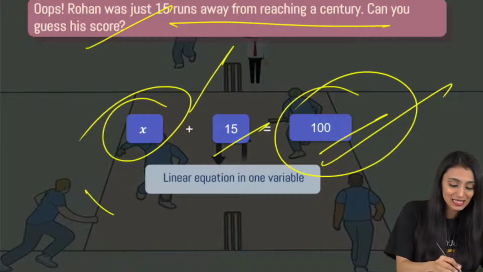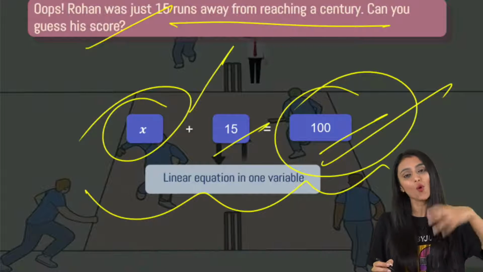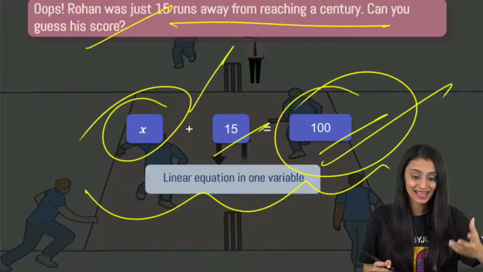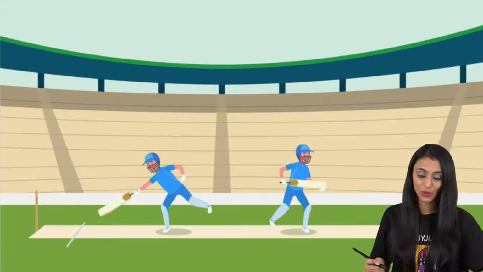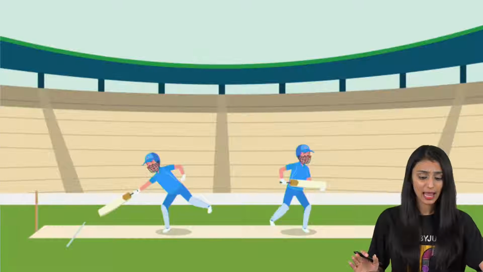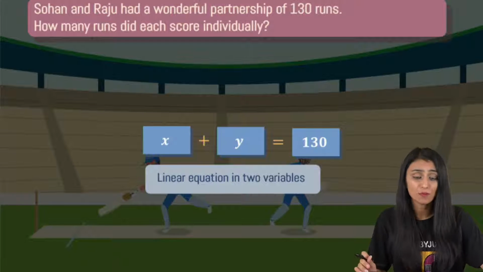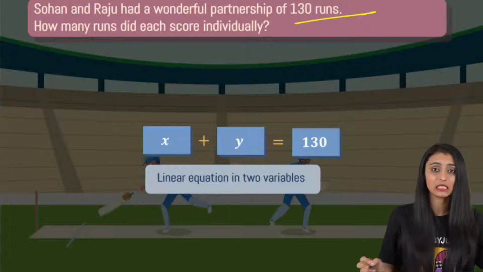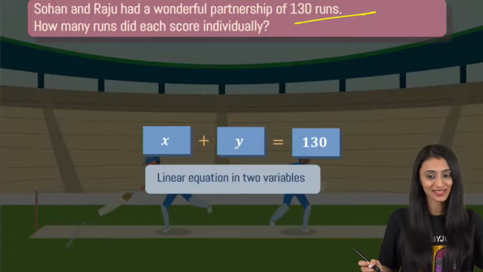This is nothing but a linear equation in one variable, which we have already learned in the previous grades. Now let's consider another scenario. Here we have these two players, Sohan and Raju. They are very good players, and together they had a wonderful partnership of 130 runs. That's a good number, isn't it?